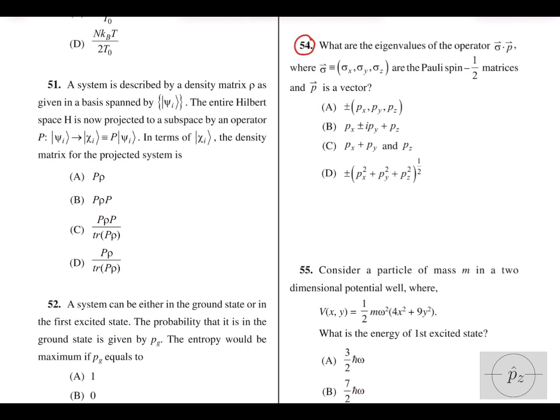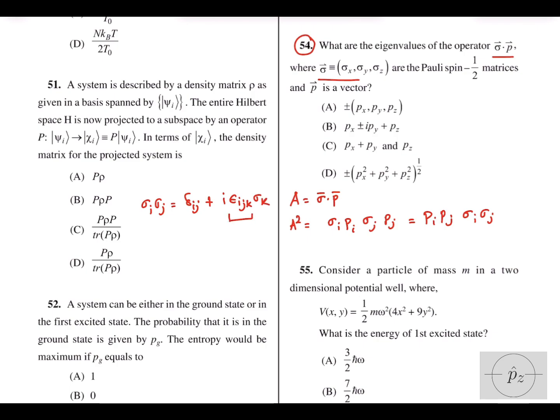Problem 54. What are the eigenvalues of the operator sigma dot p, where sigma are the Pauli spin half matrices and p is the vector? So consider A as sigma dot p, and note that A squared is equal to sigma i p_i times sigma j p_j, which is equal to p_i p_j sigma i sigma j, and now we use this identity: sigma i sigma j is equal to delta ij plus i epsilon ijk sigma k.